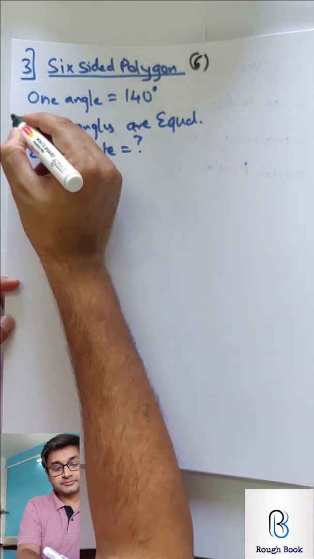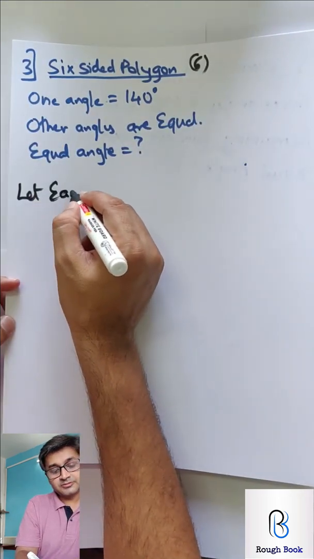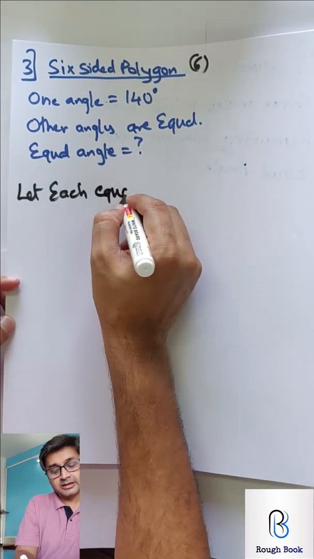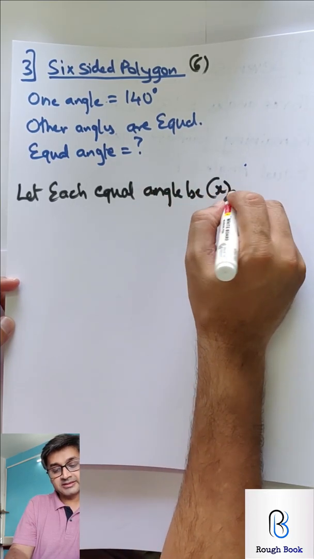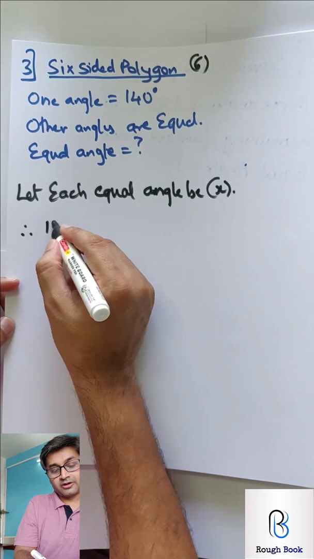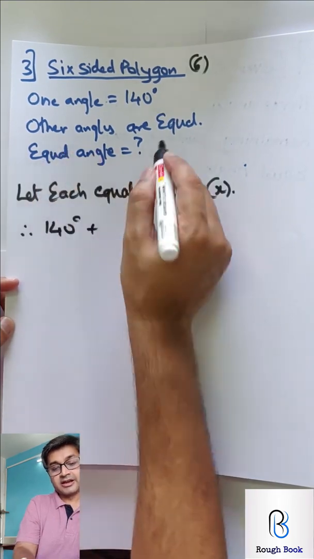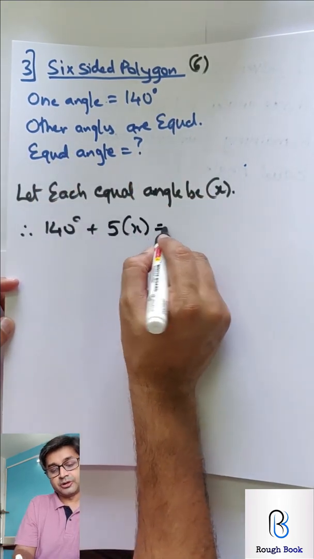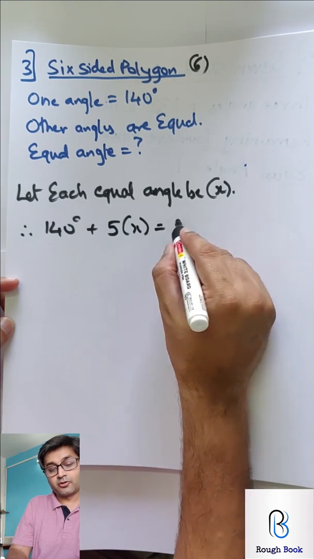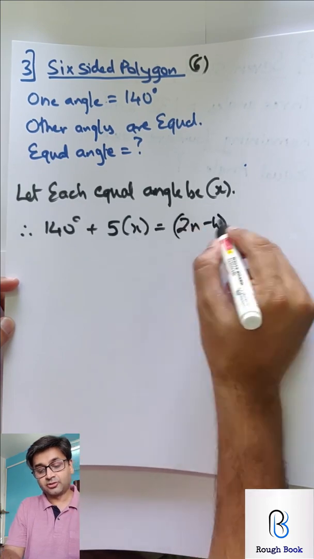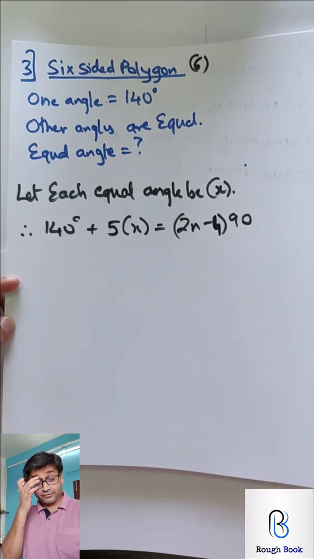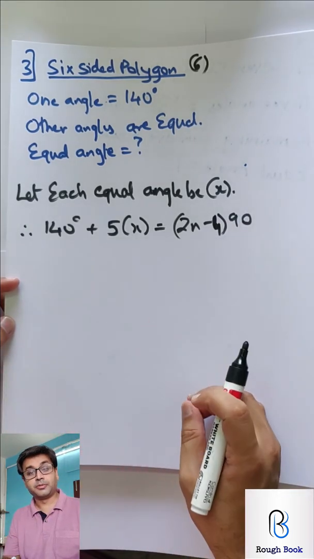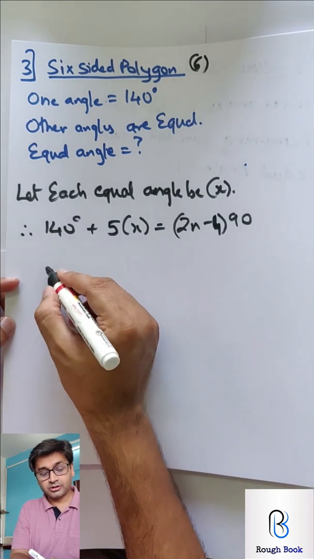So you say let each equal angle be x. Therefore 140 is the first angle and the remaining angles are 5 into x, which is equal to the total of all the angles, which is (2n minus 4) into 90. Are you with me till here? If you are, that means you are still copying. Stop. Come on, try on your own.